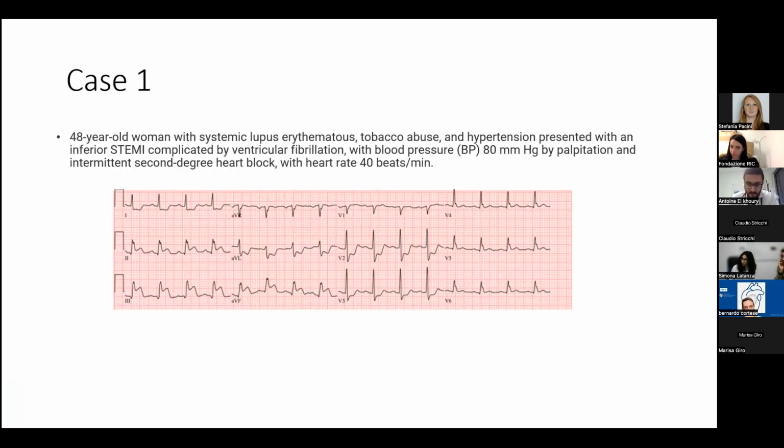So to make things a bit clear, I will just discuss a few complicated cases. All these patients had cardiogenic shock or VFib during PCI. They all presented with ST elevation MI.